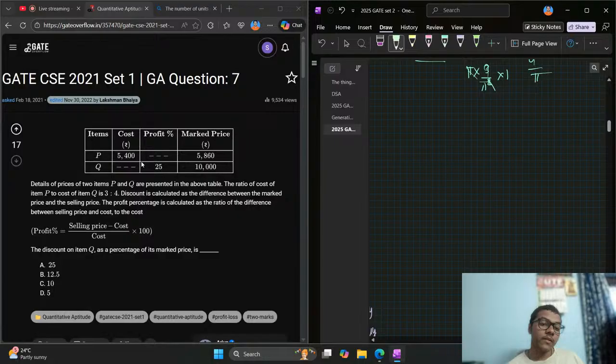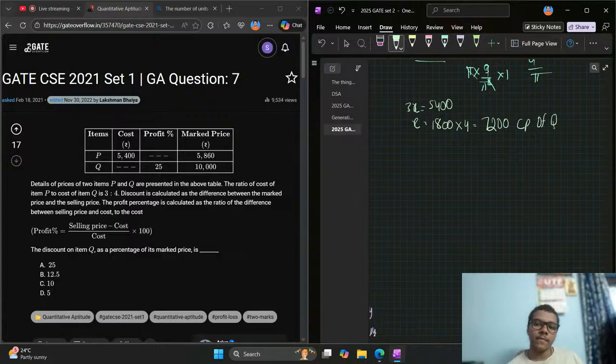So let's find the cost price. 3 is to 4. 3x is equal to 5400. So how much is x? 1800. So 3 times 1800, and 4 times 1800. 7200 is the cost price, right? And this is the market price.